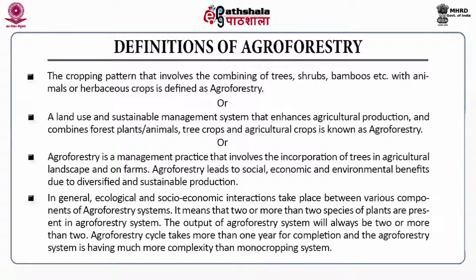Agroforestry cycle takes more than 1 year for completion and the agroforestry system has much more complexity than a monocropping system due to the plantation of different trees, shrubs and bamboos.